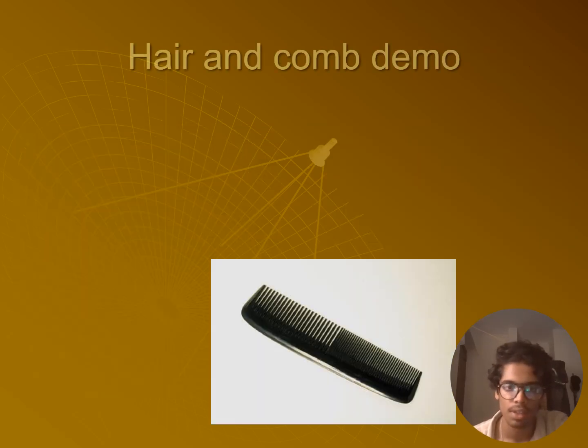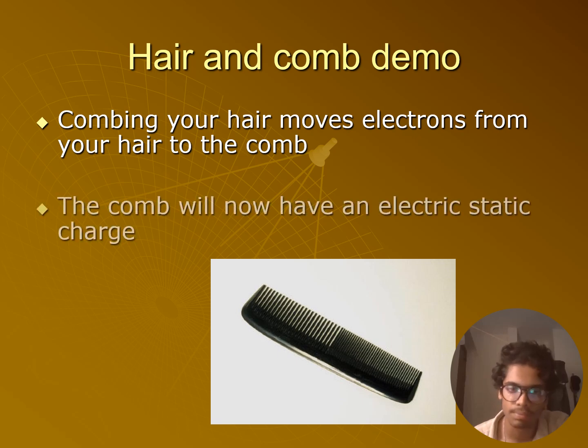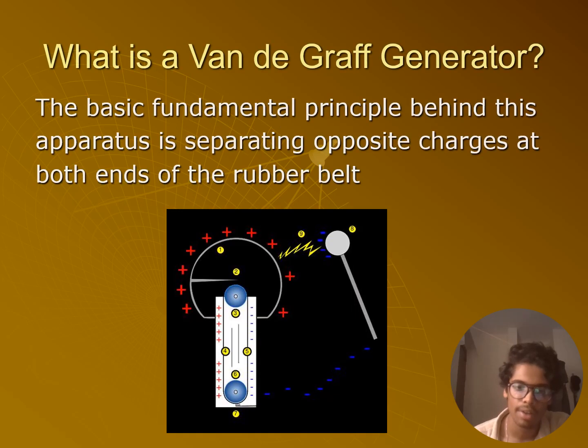Next, the hair and comb demo. Just like the glass rod over there, here there's a comb. If you rub the comb on your hair continuously, combing your hair moves electrons from your hair to the comb, and the comb will now have an electrostatic charge, which is negative. That's how, if you keep the comb near your hair again, it will stand up at the end.